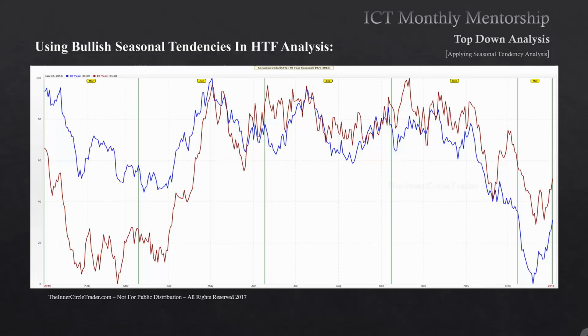Okay, folks, this is the Canadian dollar 40-year seasonal tendency. This is an expanded view of the same chart you just saw. And I want you to take a look at something real quick. Up here it says March, June, September, December, and then back to March again. What this is delineating is the contract delivery months for the Canadian dollar. Now, currencies deliver on March, June, September, and December every single year. These months expire.